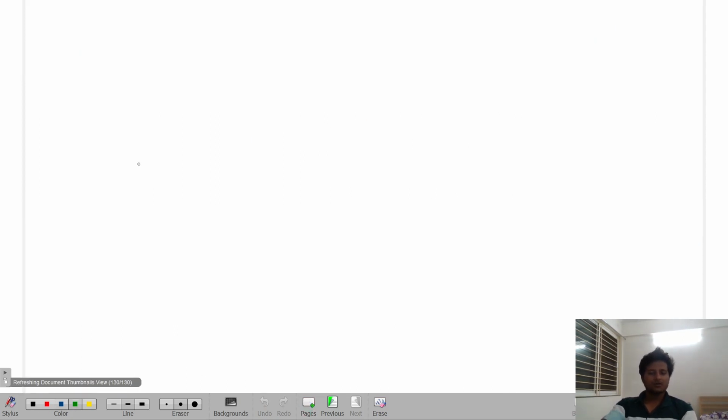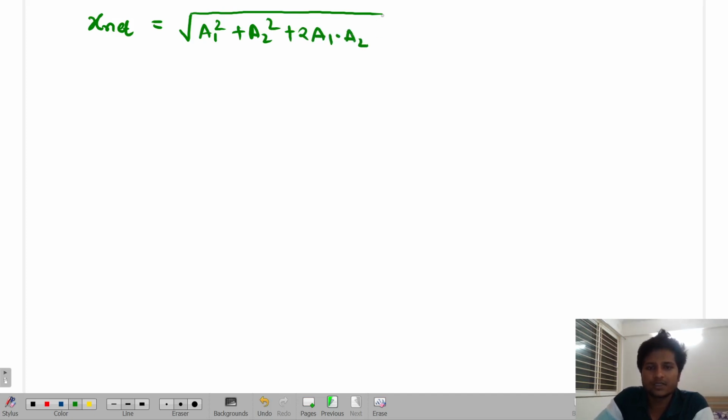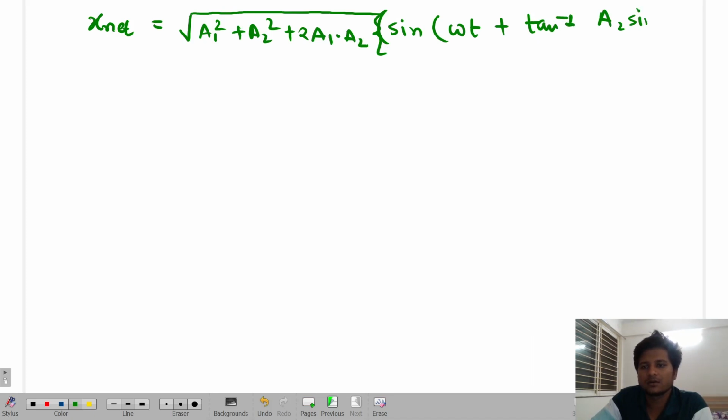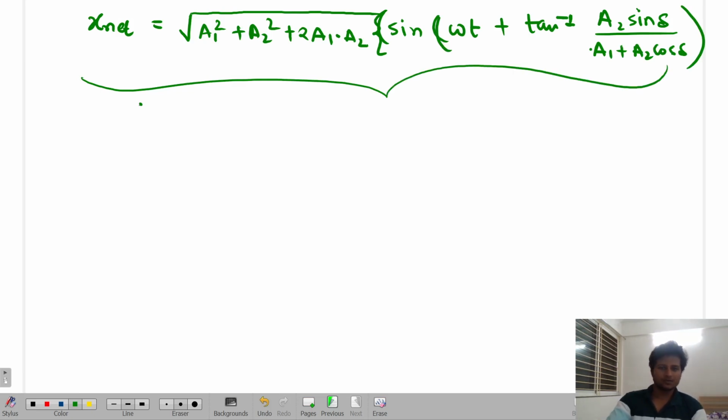So this is how the x net is written. The net equation is written as root under a1 square plus a2 square plus twice a1 dot a2, because cos delta can be written as a1 dot a2, times sine of omega t plus tan inverse of a2 sine delta divided by a1 plus a2 cos delta. So this is the whole equation of SHM after superposition.